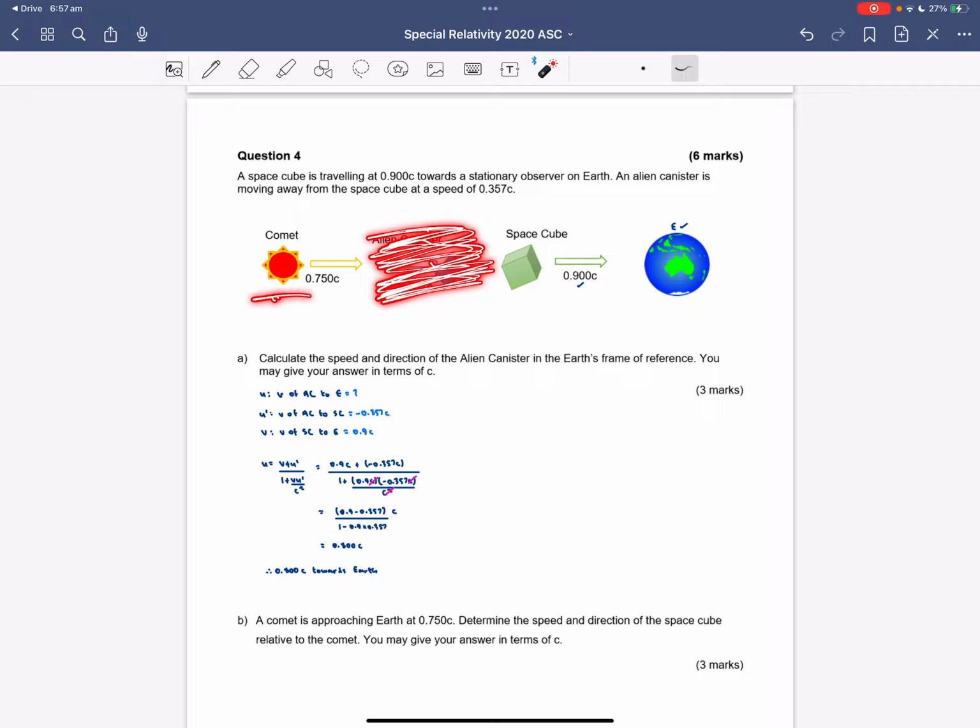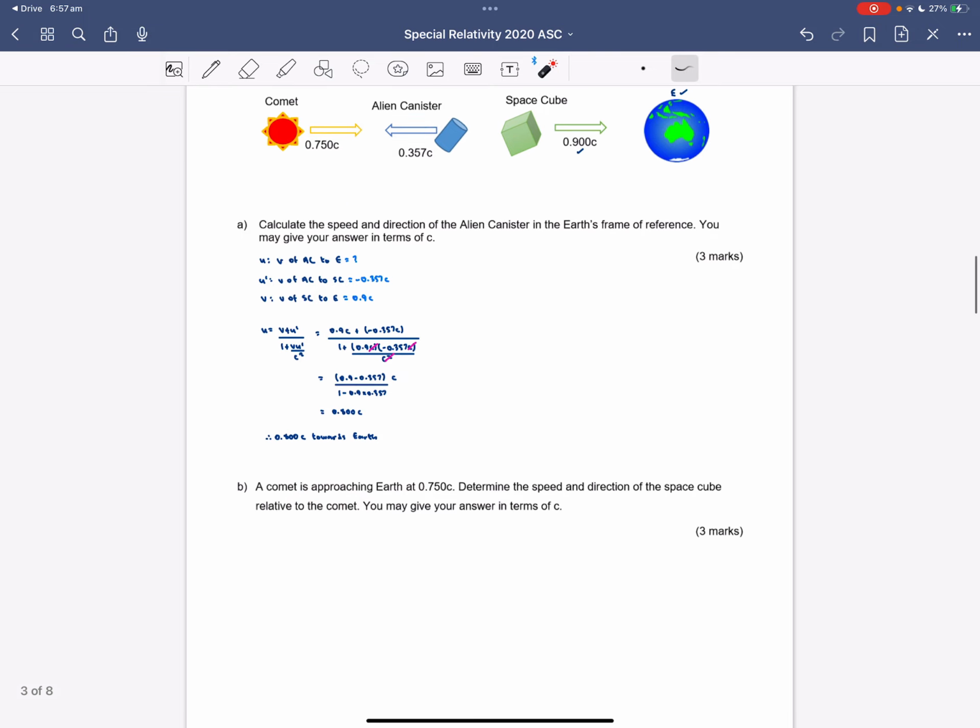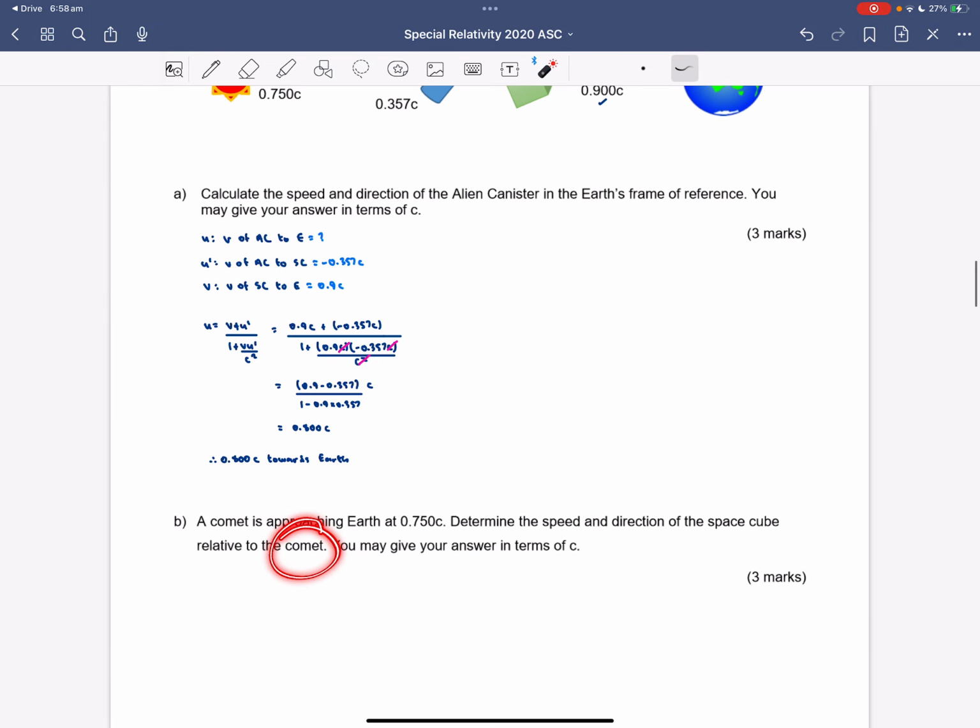The new objects are the comet, the space cube, and Earth. And what do we want? We want the speed and direction of the space cube relative to the comet. The previous one was in Earth's frame of reference, so the Earth was stationary, so we wanted a u. This one now is relative to the comet. The comet is moving. So that's what tells me that what we want is a u dash. Since it's relative to the comet, we want a dash.